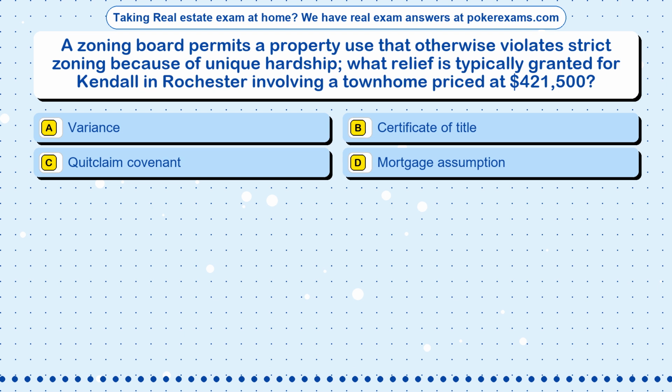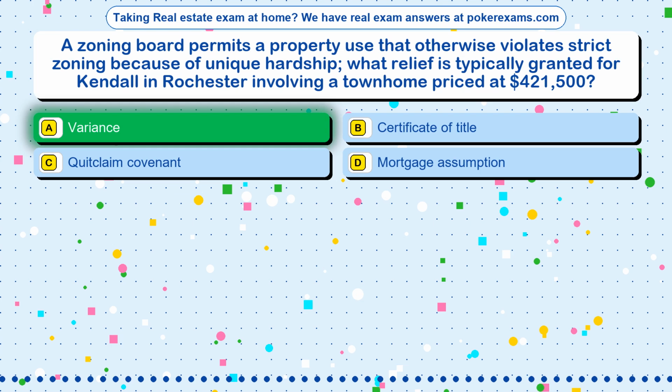Question 77. A zoning board permits a property use that otherwise violates strict zoning because of unique hardship. What relief is typically granted for Kendall in Rochester involving a townhome priced at $421,500? Option A. Variance. Option B. Certificate of title. Option C. Quitclaim covenant. Option D. Mortgage assumption.